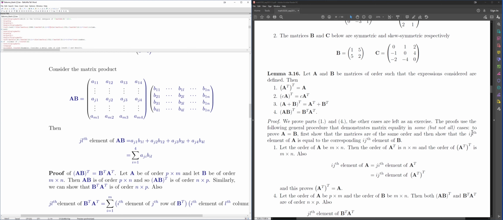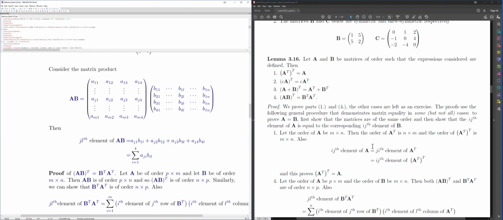How you do that is you just pick any position, and that's how you denote it, the ijth position. Show that for any position, the ijth element of A is going to be equal to the corresponding element in the same position in B.